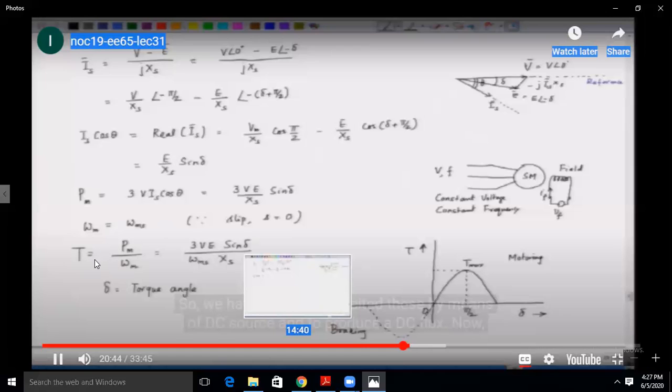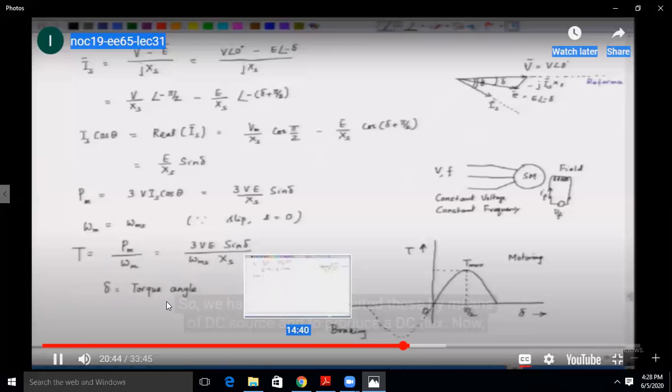The torque equation can be written as the mechanical power divided by the motor speed. Now the mechanical power Pm is 3VE sin delta divided by Xs, and this is divided by omega ms, and here delta is the torque angle. So this is the equation for torque of a cylindrical synchronous motor.